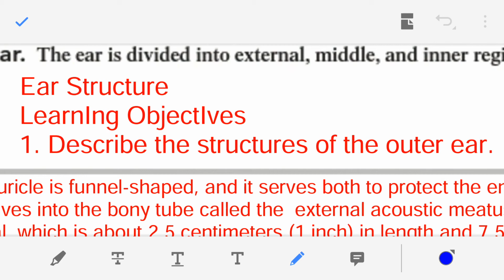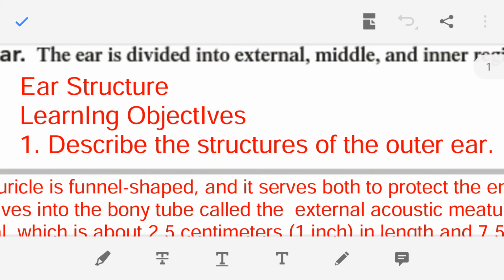I welcome you to the presentation lecture on ear structure. Now, in this lecture, we are discussing the structures of the external ear, also known as the outer ear. So, the learning objective of this lecture is to describe the structures of the outer ear or the external ear.